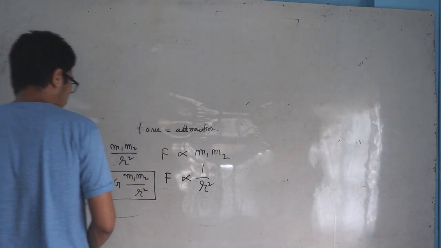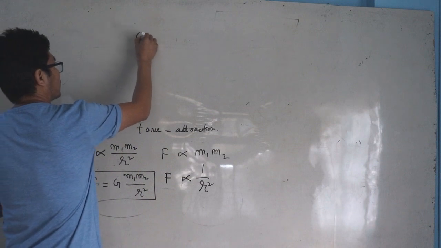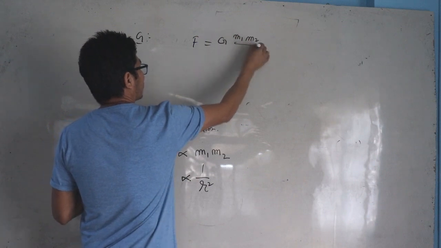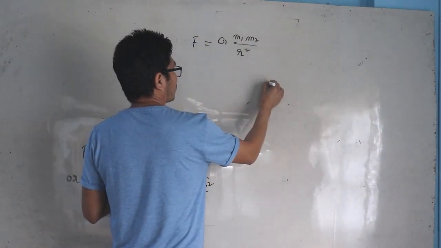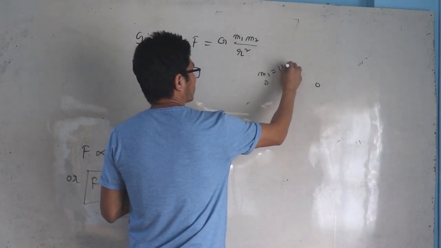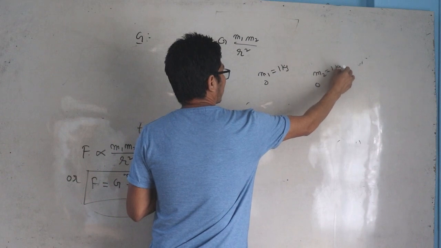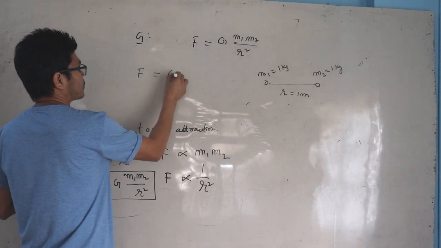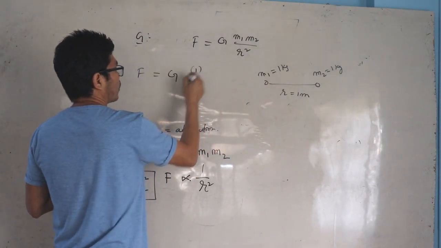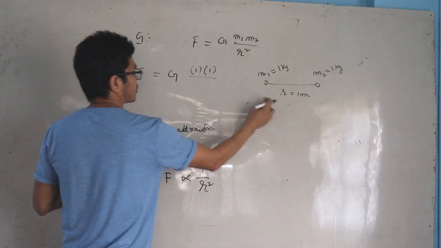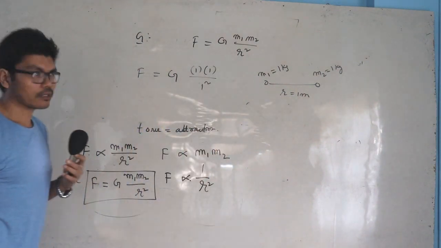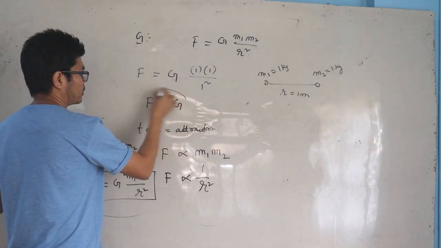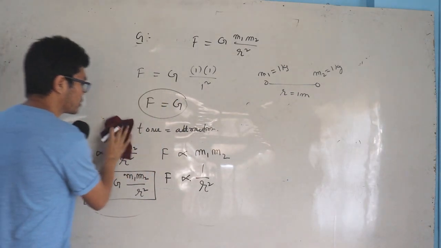Then we'll try to understand what is this G. In the equation F is equal to G m1 m2 divided by r square, suppose m1 is 1 kg, m2 also 1 kilogram, and the separation r is equal to 1 meter. Put it here: 1 kg, m2 also 1 kg, divided by the separation 1 meter squared. Putting the value 1, 1, 1 here, then F becomes equal to G. Then the question is, how do you define this G?